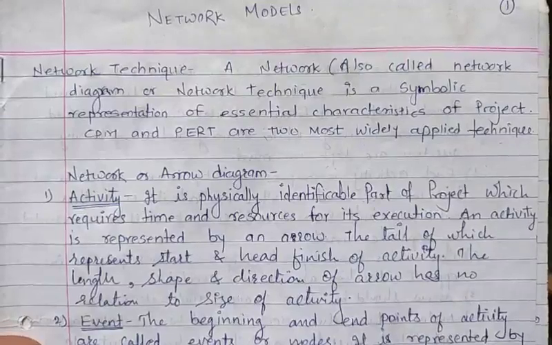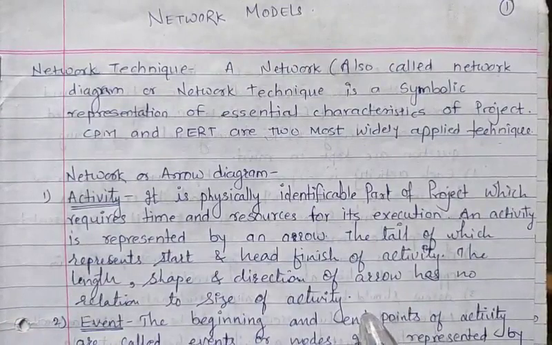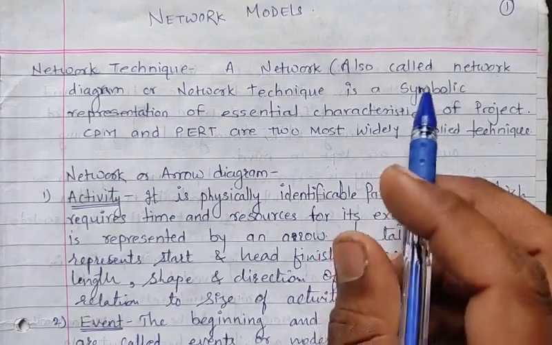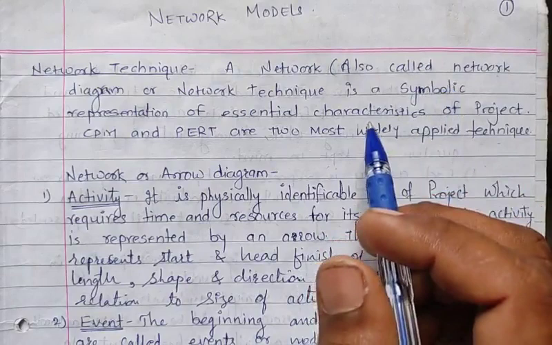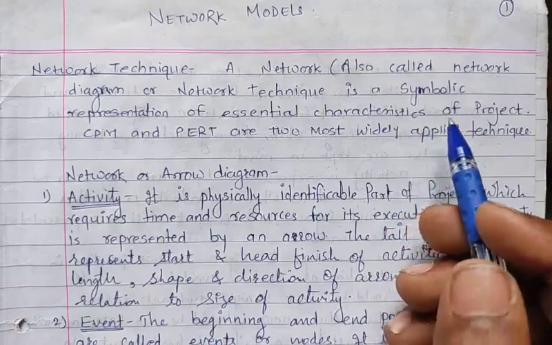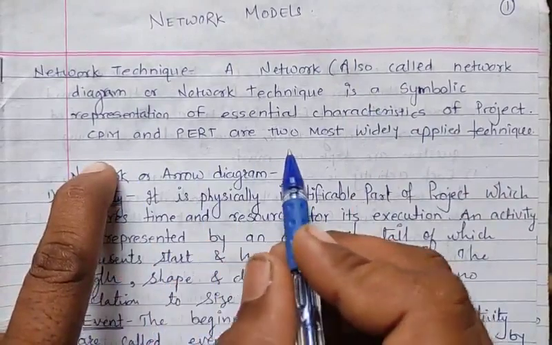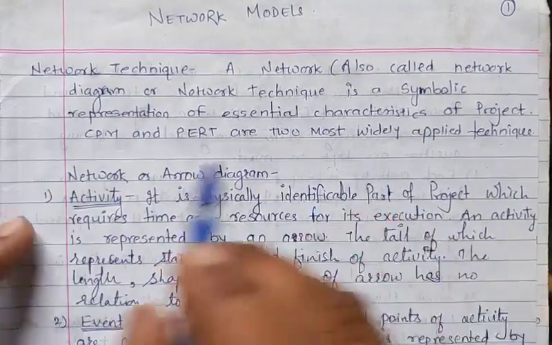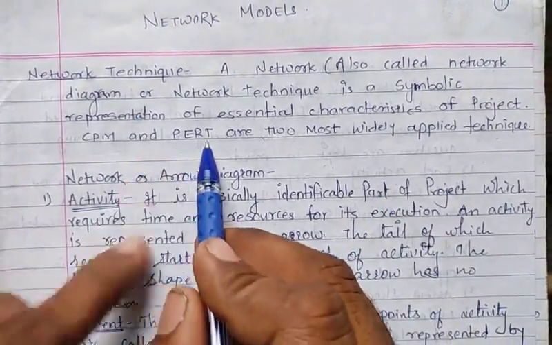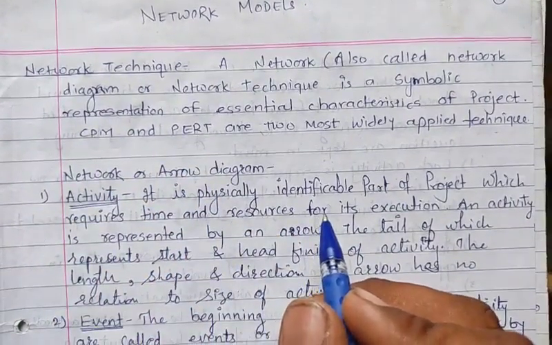Hello students, in this lecture we are going to start a new chapter in optimization technique, which is network models. Now what is a network technique? A network, also called a network diagram or network technique, is a symbolic representation of essential characteristics of a project. In network technique we will see CPM and PERT are the two most widely applied techniques. CPM is critical path method and PERT is program evaluation and review technique. These are the two most widely applied techniques to construct a network.